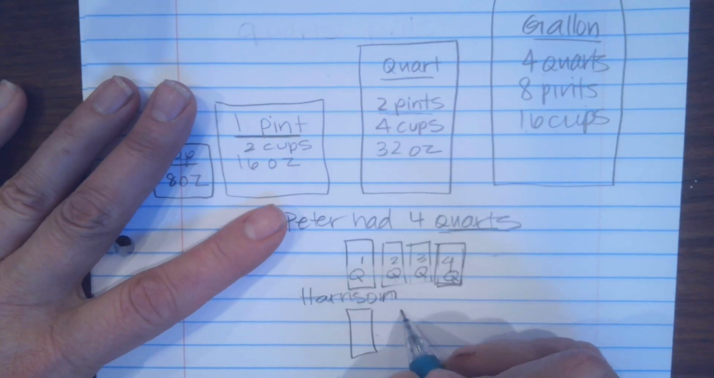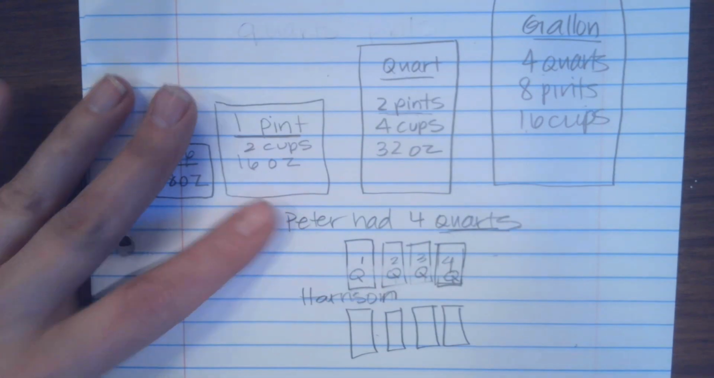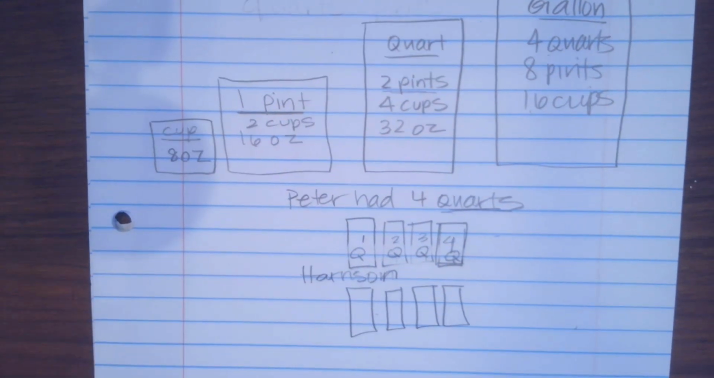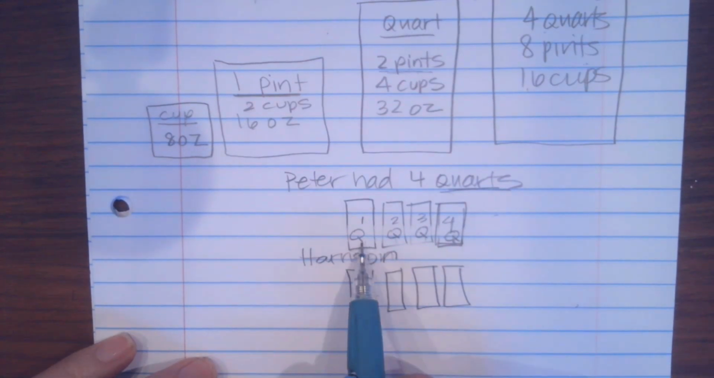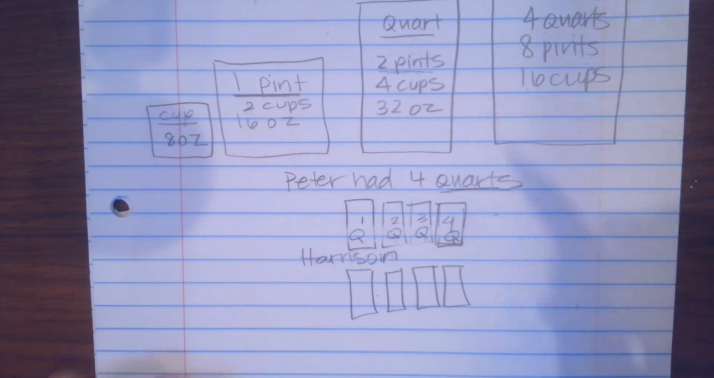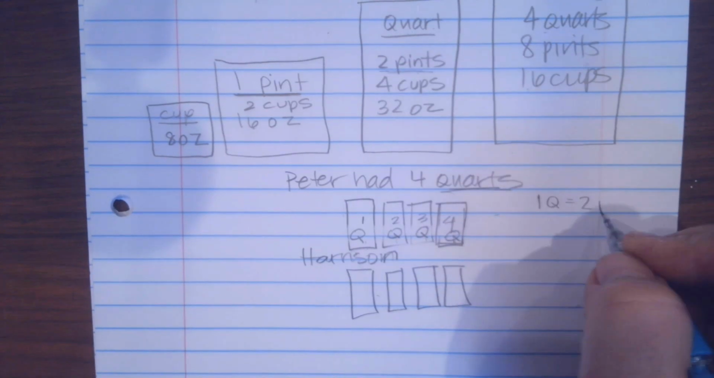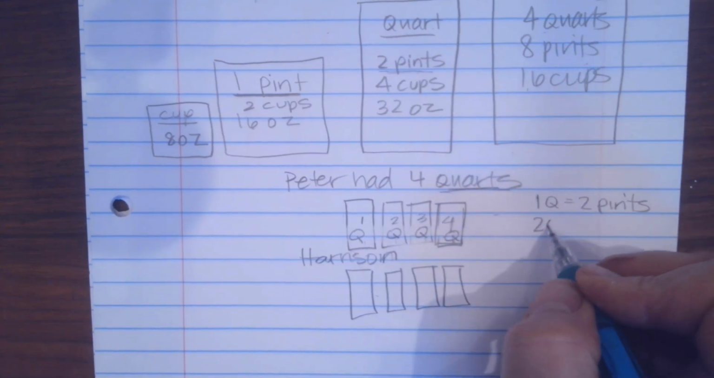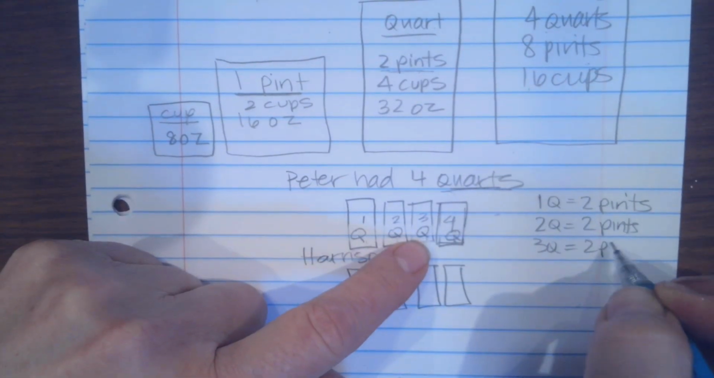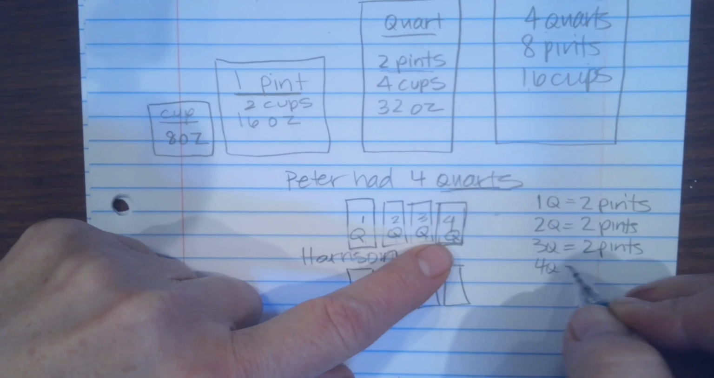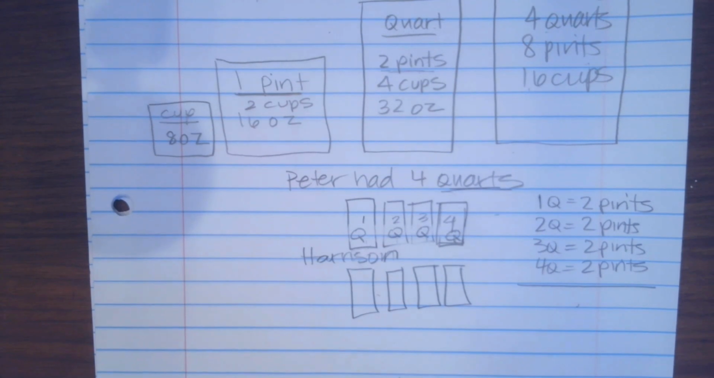So Harrison's going to have the same exact rectangles. Pretend like those are exact. But he's going to measure his in pints. And it's going to be filled with the same quantity of liquid. But he's not going to talk about quarts. He's talking about pints. So we go to our table and we say, well, if 1 quart equals 2 pints, that means the second quart is 2 pints, the third quart is 2 pints, and the fourth quart is 2 pints. So how many pints does Harrison have, and how many quarts does Peter have?